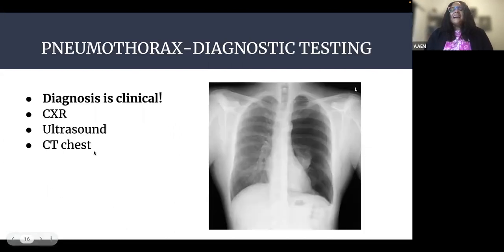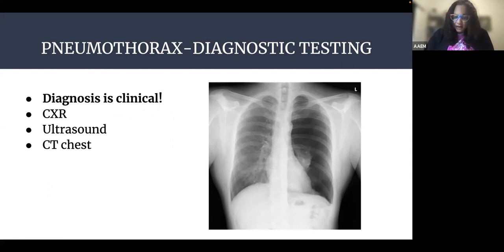So how do we determine if someone has a pneumothorax? The diagnosis is clinical, much like a COPD exacerbation. If you think that someone has a pneumothorax, that is all you need. So always remember, your diagnosis is clinical.